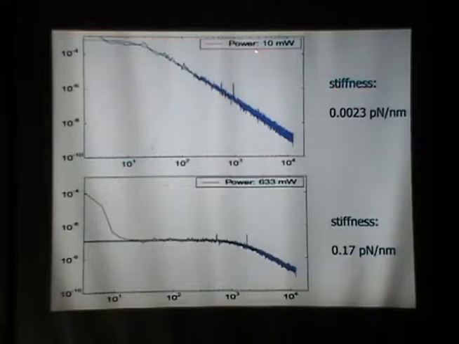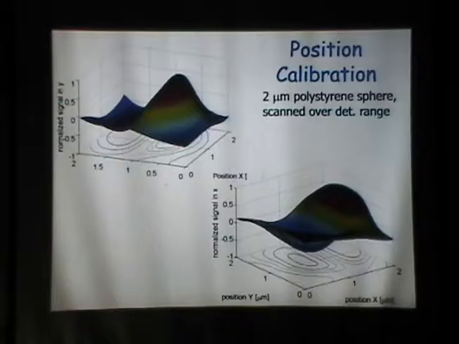depending on power here. So this is a very weak trap, and this is a much stronger trap. And what you can see is that we have this follow of 1 over F2, which is characteristic for the optical trapping. And you can see that the stiffness here is very weak, and it's much, much stronger here. So by changing the power by a factor, what is it, 100 or so, you can see that we can make the trap much stiffer. And of course, if you have any deviations from that, well, then you're in trouble, but you can maybe calculate something much more interesting.